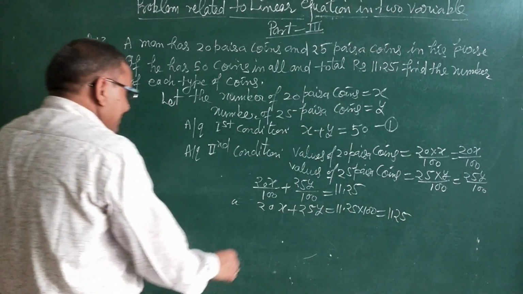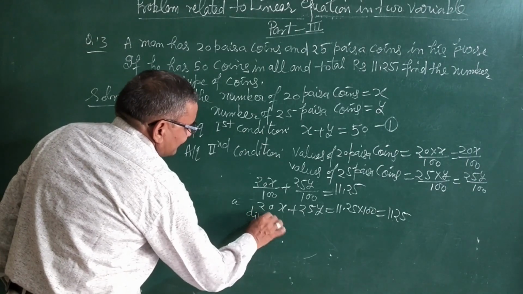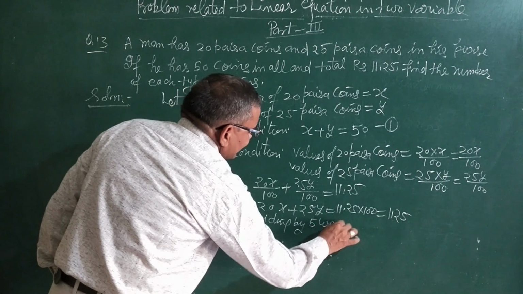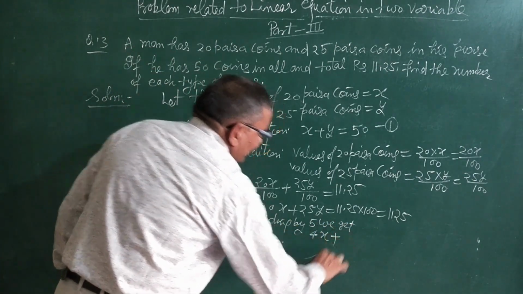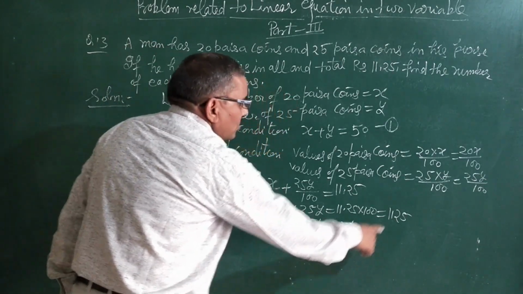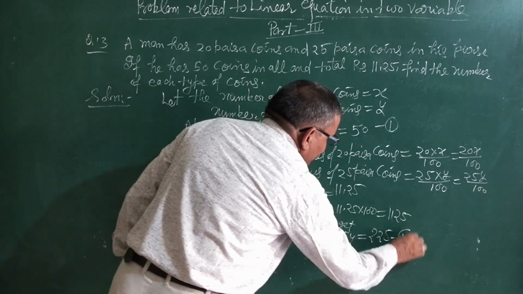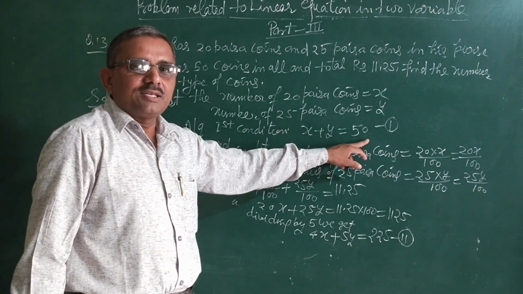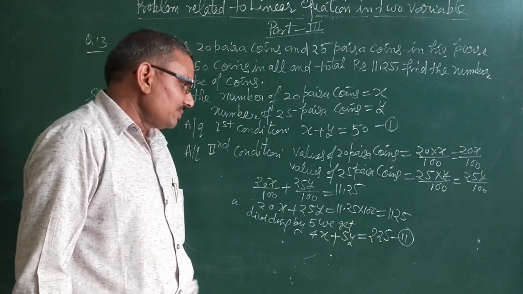Now dividing by 5, we get 4x plus 5y is equal to 225, since 5 times 2 is 10 and 5 times 5 is 25. That is equation second. Now the first equation is x plus y is equal to 50. The second one is 4x plus 5y is equal to 225.